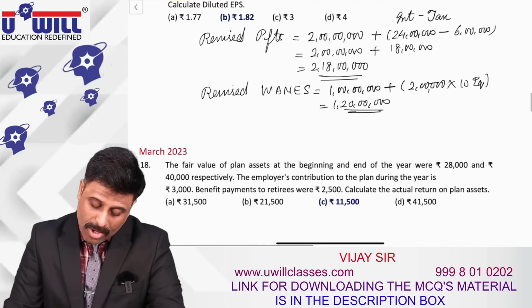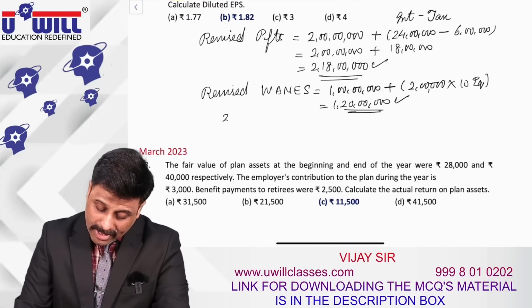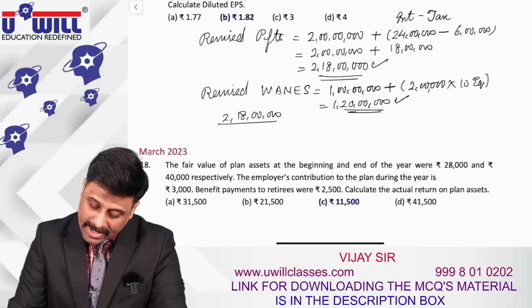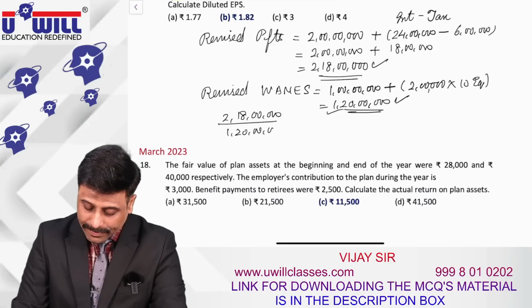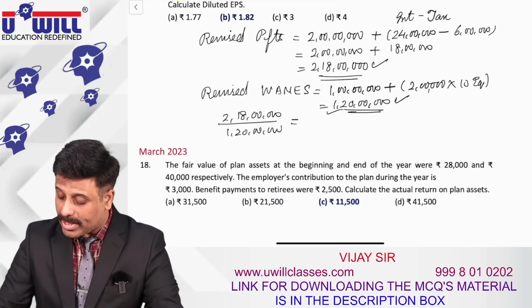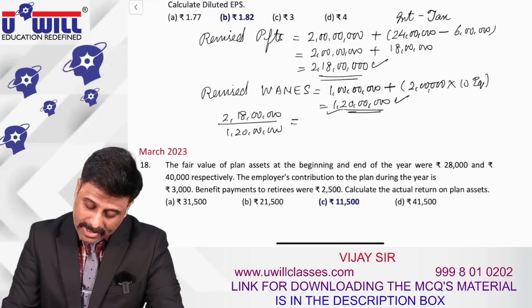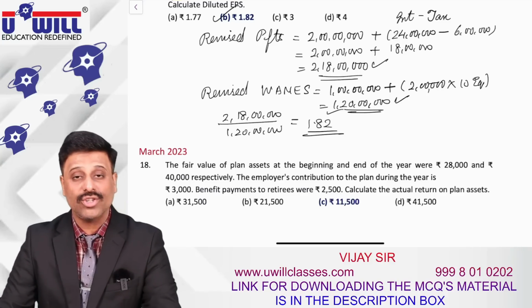Now what will be your diluted EPS? This divided by this. Revised profits, that is 2 crore 18 lakhs, divided by revised shares, that is 1 crore 20 lakhs. So 2 crore 18 lakhs divided by 1 crore 20 lakhs is 1.816. We'll round it off to 1.82. So option B is your answer.